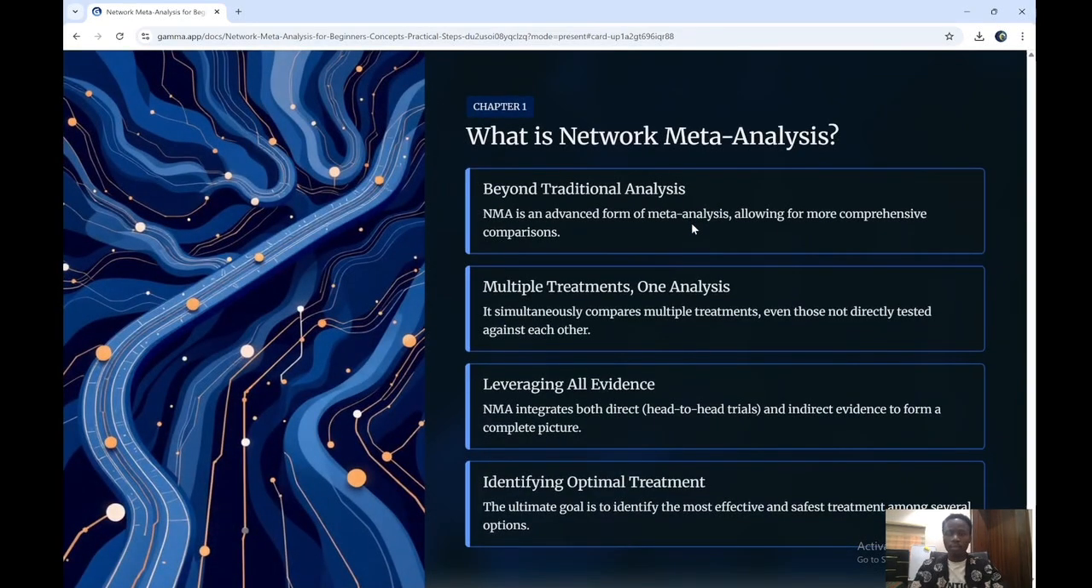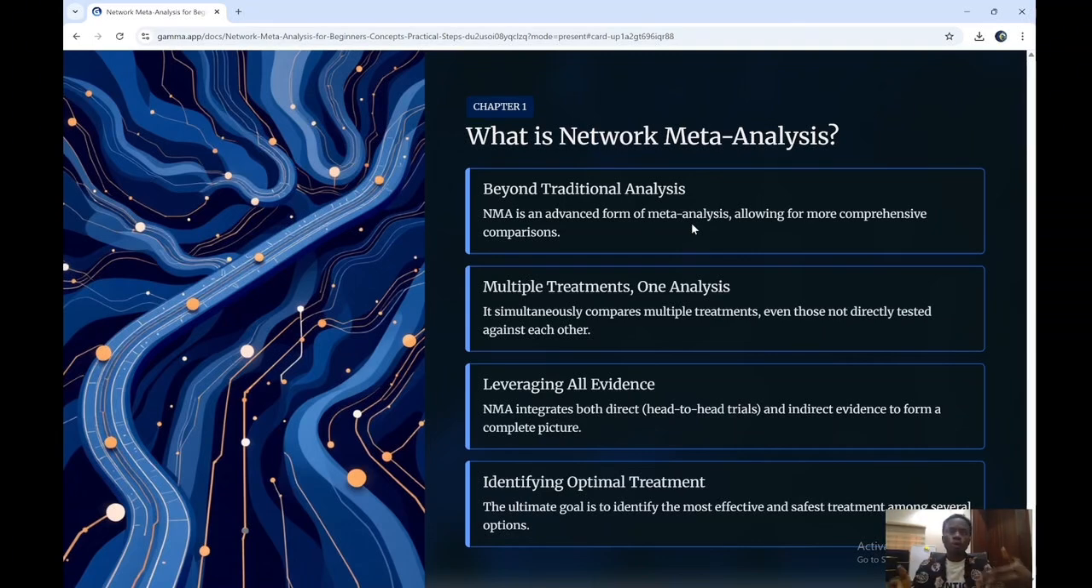network meta-analysis is. Usually, we do the normal traditional meta-analysis, where we pick one intervention A versus intervention B, and we try to draw comparisons between these two interventions to get an estimate that we could say so-and-so favors this intervention over the other intervention. Okay, so just keep it that simple.